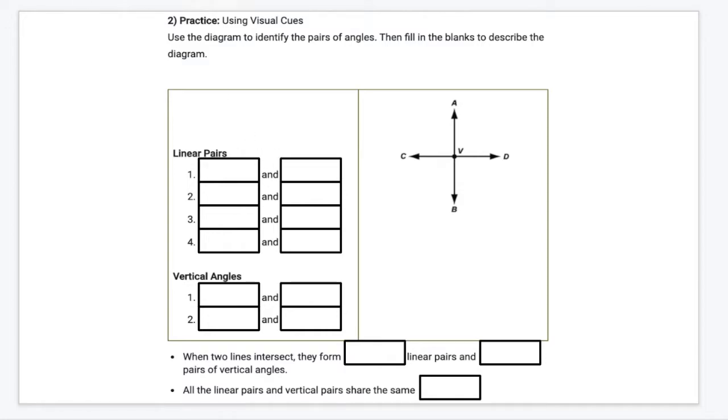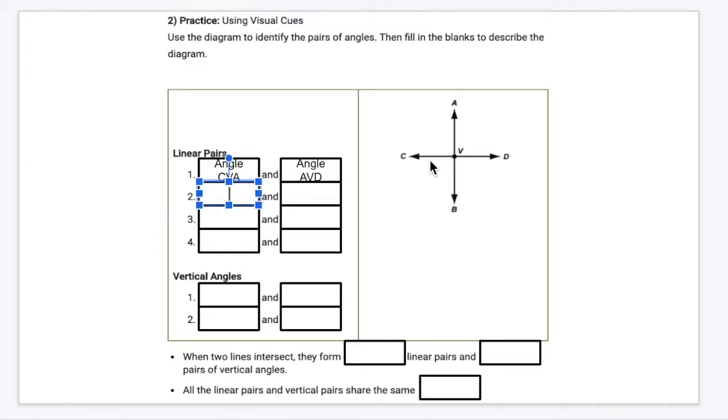So let's actually practice naming some linear pairs and vertical angles. I just want to look at a straight line, something like C and D, right? So CD is a straight line, and then I want to look at the two angles that form it, and that's going to be my linear pair. So I have angle CVA, and then the other angle that makes up this straight line CD is AVD. So I have angle AVD.